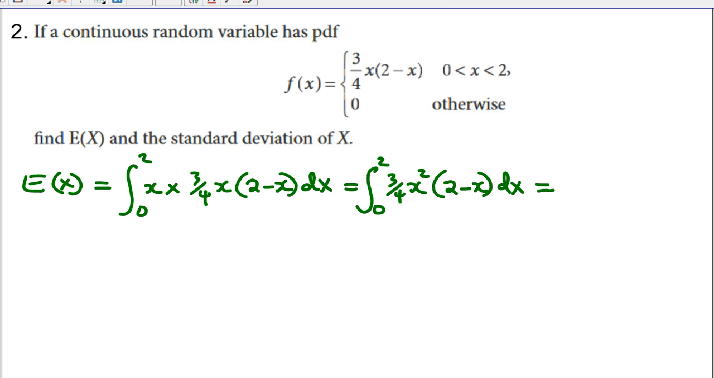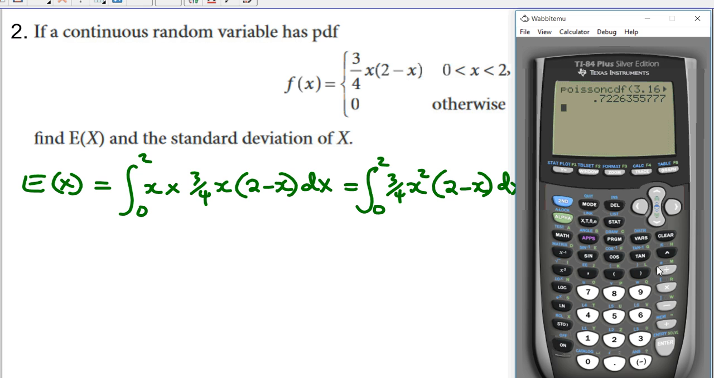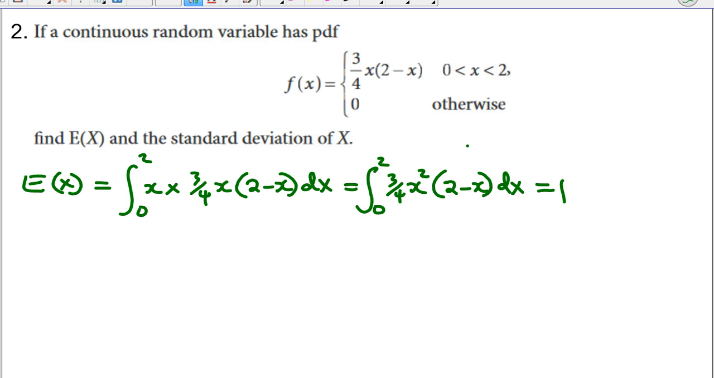If you plug that in your calculator, so go alpha window, number 4, the limits are 0 to 2, 0.75 (3/4) x squared, bracket, 2 minus x, close the bracket, dx, and your answer will be 1. So my answer will be 1.